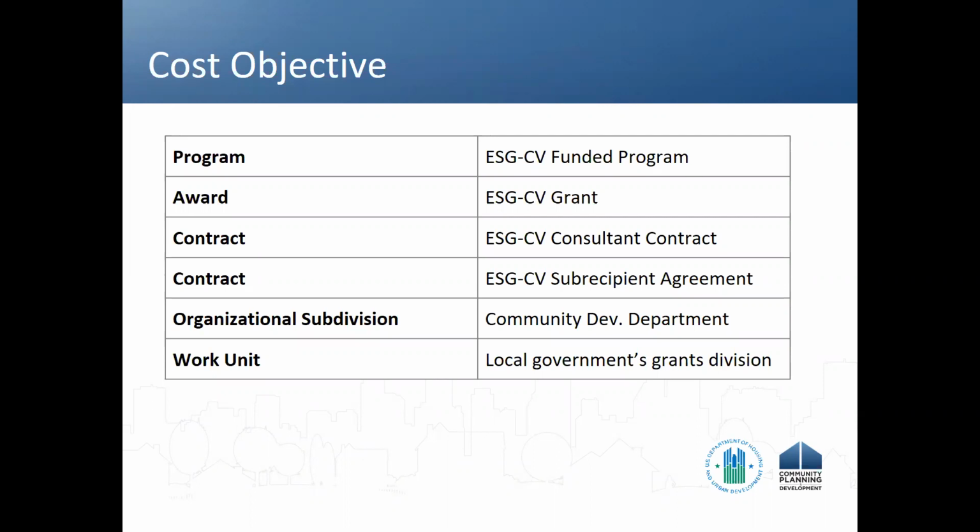If the cost, and we're talking about an indirect cost here, benefits more than one cost objective, if that particular cost benefits the entire ESG-CV grant, then the final cost objective is all of the activities funded by the ESG-CV grant. And then other cost objectives can also be a particular contract, sub-recipient agreement, or a local government's particular department or division.